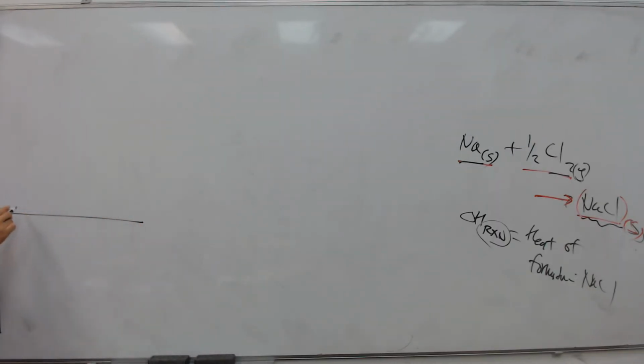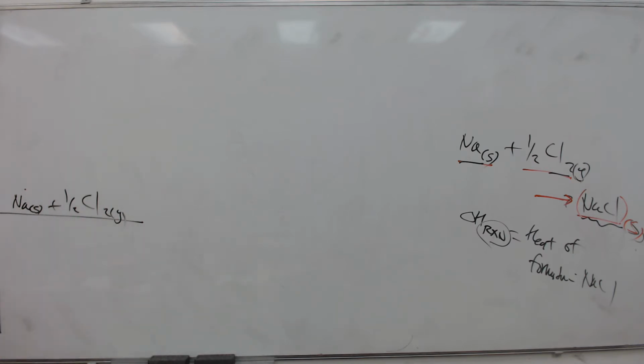Here I have Na solid and half of Cl2 gas. That's what they come as in nature. Cl2 is a diatomic gas, right? So Cl2 comes as a pair, as we know.